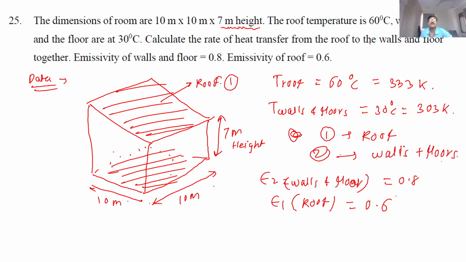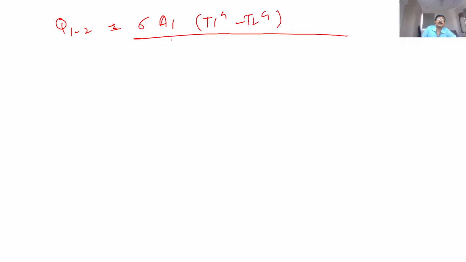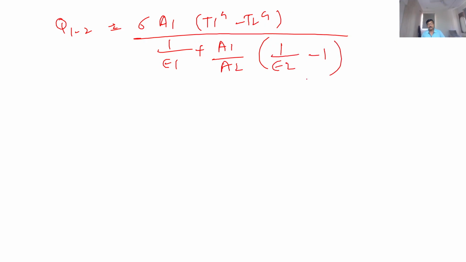So how to solve the problem? You know, if one body is enclosed in another body, then Q1 to 2 is equal to sigma A1 (T1 raised to 4 minus T2 raised to 4) divided by [1 by epsilon 1 plus A1 by A2 (1 by epsilon 2 minus 1)]. This is the fundamental formula without any shades. Okay, if a shade is there, then one extra bracket is added. 2 shades are there, 2 brackets are added, but here there is no shade.